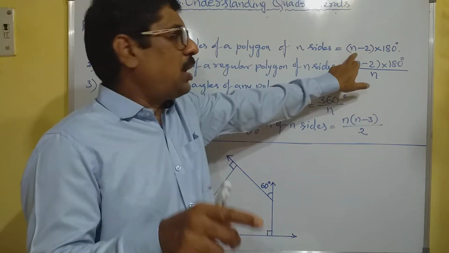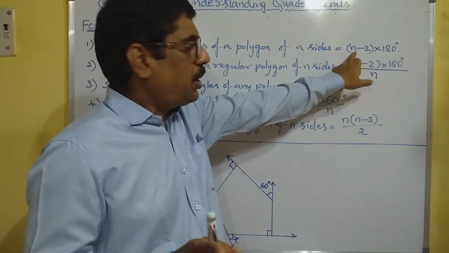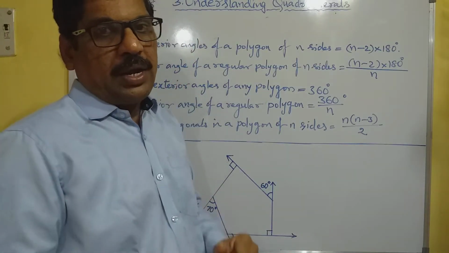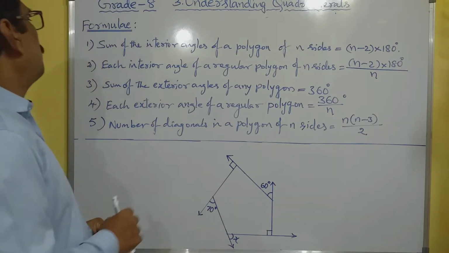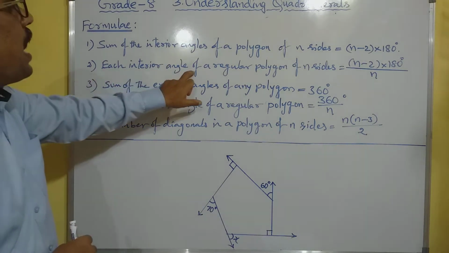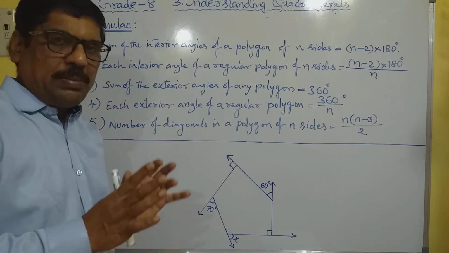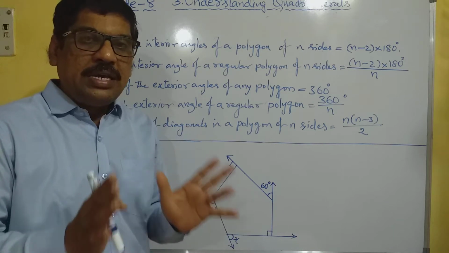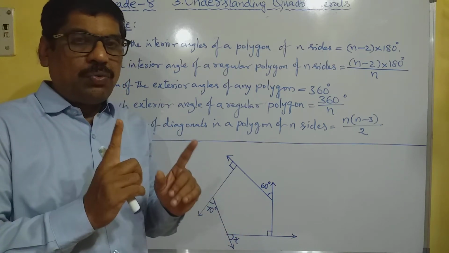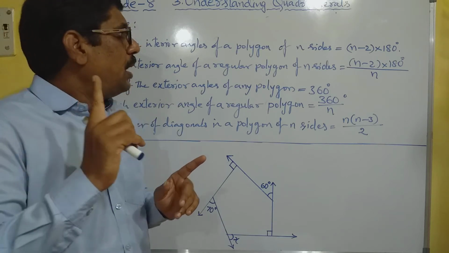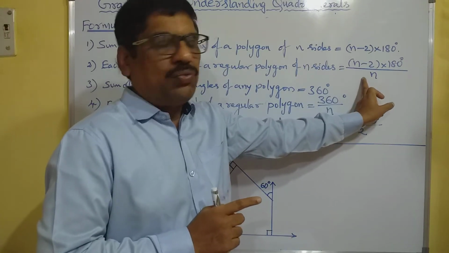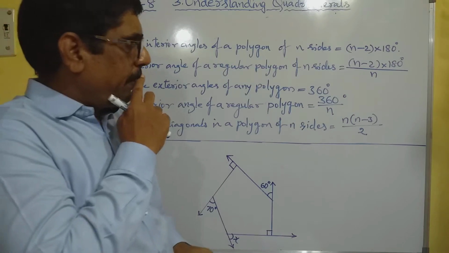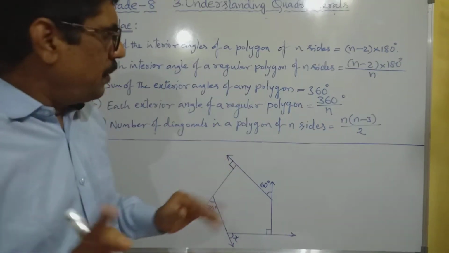If it is a quadrilateral, we have to take n as 4, for a pentagon n value is 5, for a hexagon n value is 6, and like that we get the sum of the angles of a polygon. Now the second one, each interior angle of a regular polygon. What is meant by a regular polygon? A polygon in which all sides and angles are equal is called a regular polygon. To find each angle in a regular polygon, we use the formula (n minus 2) into 180 degrees by n. Here also n is the number of sides of the polygon.